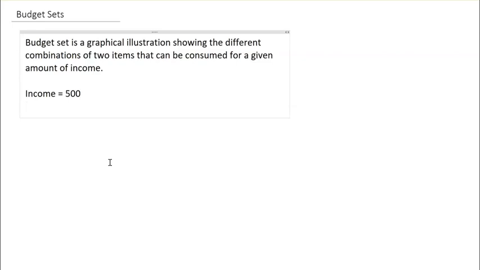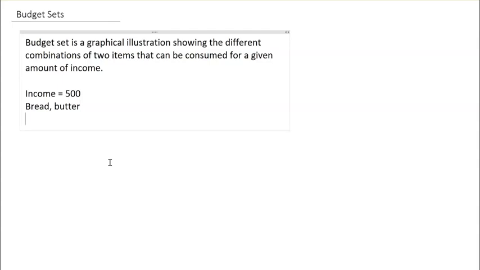Because we are drawing a two-dimensional graph, we can only deal with two items. Mathematically, we can add many more items, but just for illustration purposes, we're going to assume that with this income, we can only purchase two items. Now, let's say one item is bread, and the other item is butter. So the person can consume bread or butter.